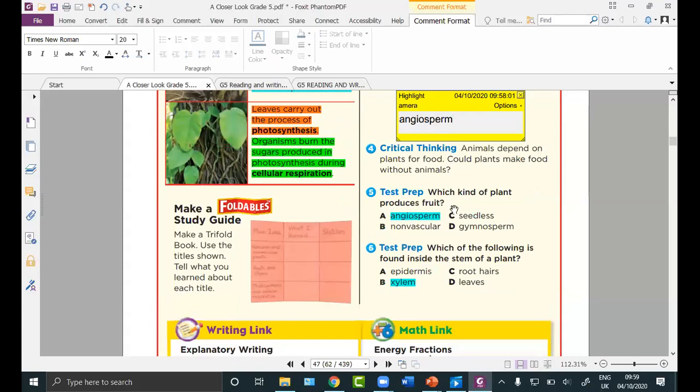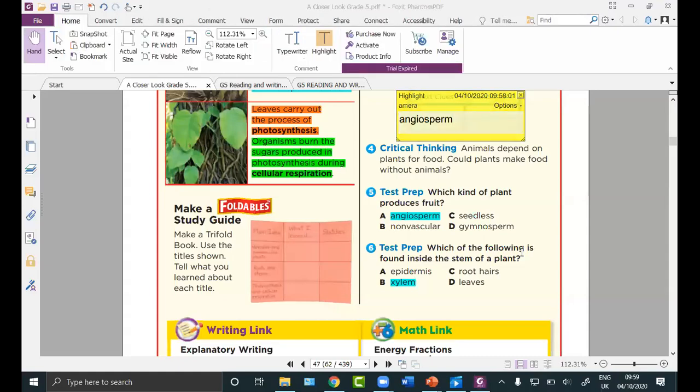Now, which kind of plant produces fruit? Angiosperm. Which of the following is found inside the stem of a plant? Xylem. Can I answer? Kareem, yes. Which kind of plant produces a fruit? Angiosperm. Okay, thank you. You did well. Lower your hand, please.